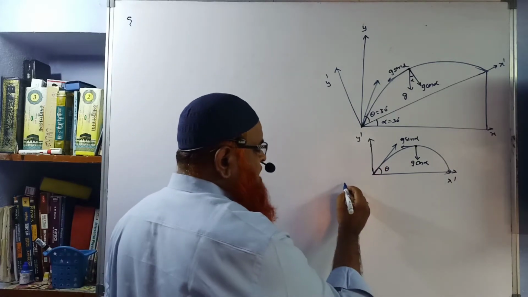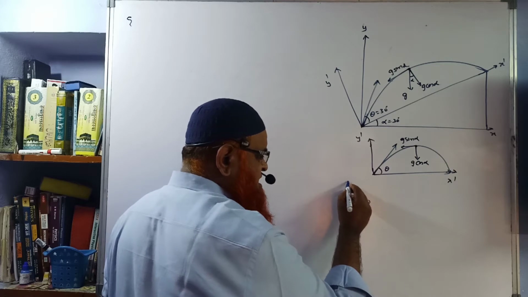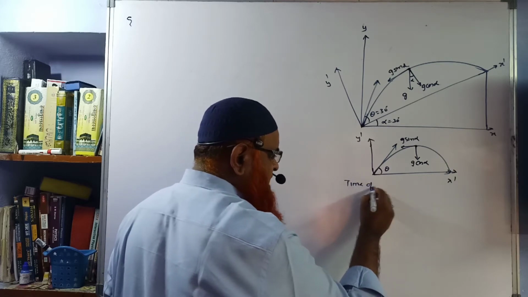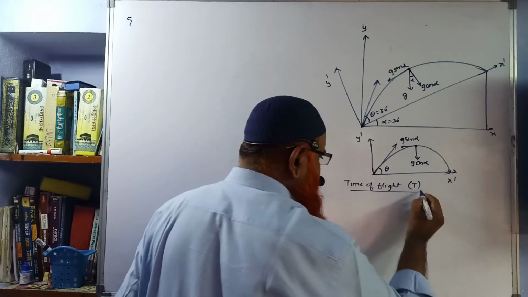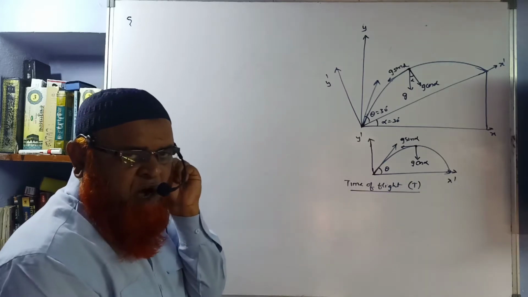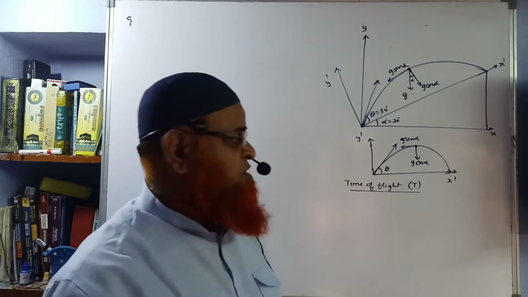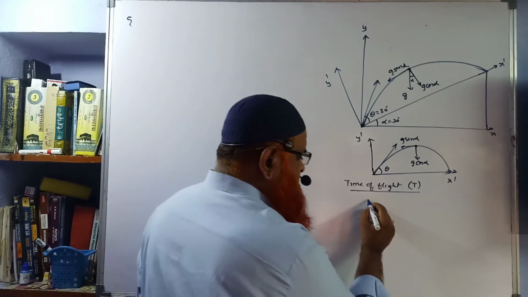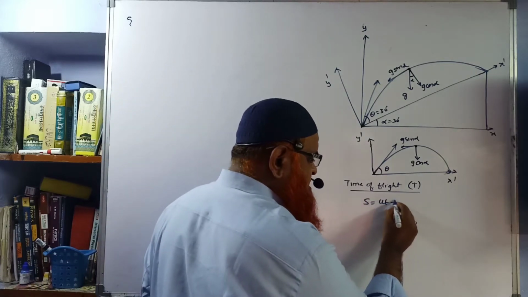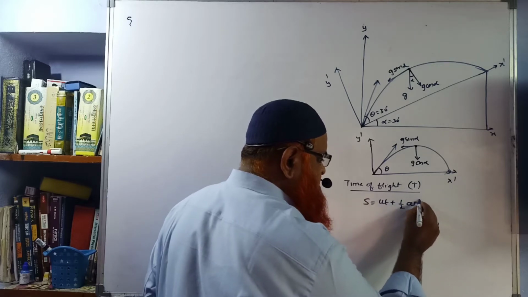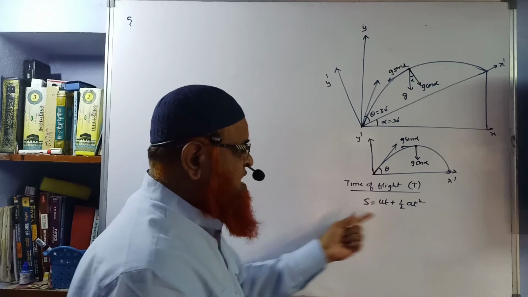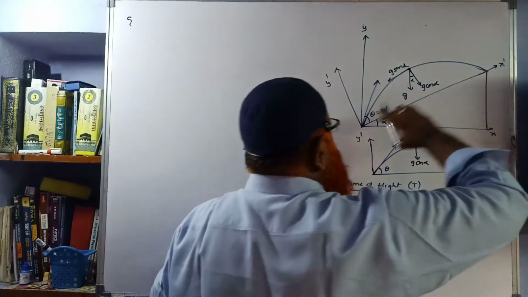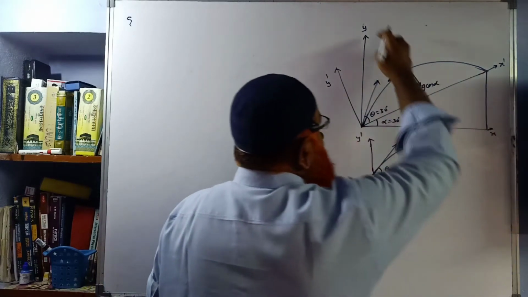The first thing you have to find out is the time of flight. How are you going to find out the time of flight in this case? The basic formula here is ut plus half at square. This is the basic formula to find out the time of flight. Now this is x dash, this is y dash. This is x and this is y.